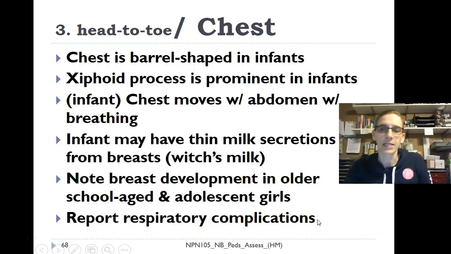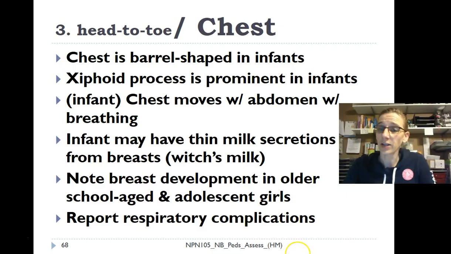So what kinds of things might I see for respiratory complications? Well, we already talked about that we may see some substernal retractions. We may hear grunting, where they literally are just grunting with every breath. And I've heard many parents say, oh, listen, the baby's singing. Yeah, he's not really singing, he's grunting.